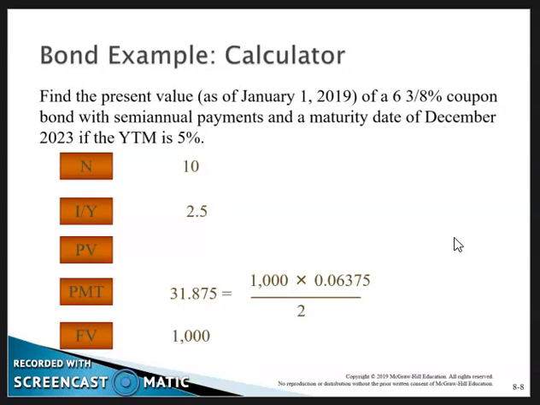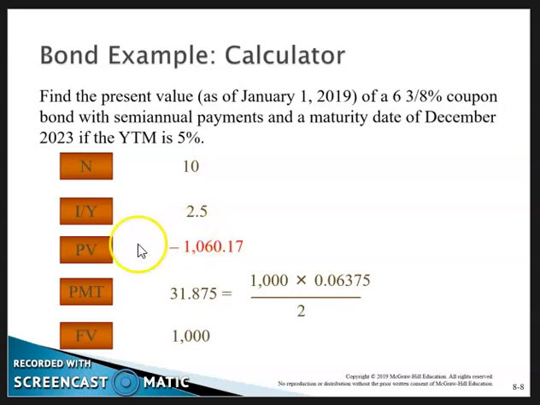We can also do this calculation on our calculator. So our N is 10, our I/Y is 5 divided by 2. Note you enter that as a whole percent, or 2.5. Our payment is our coupon payment, $31.875, and the future value is the face value of that bond. And we compute PV to get our $1,060.17. The negative is based on the logic of the calculator.